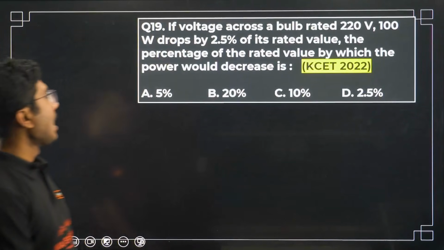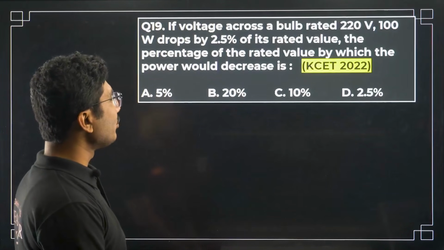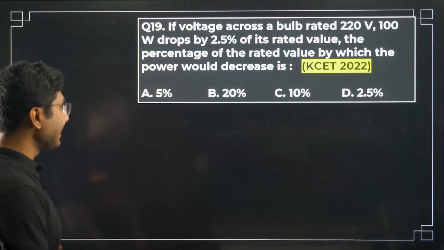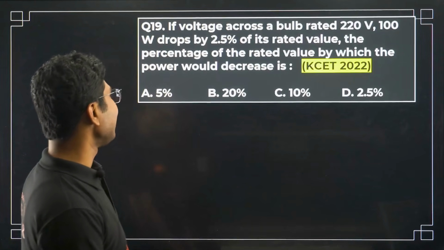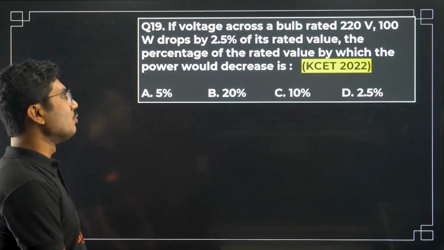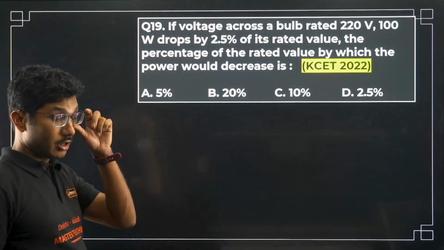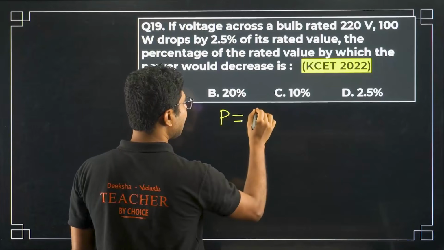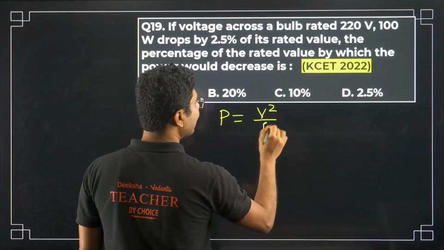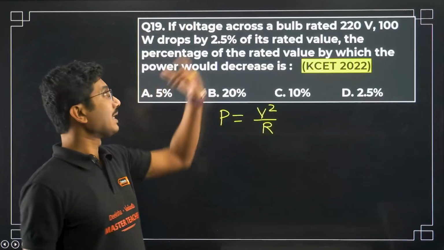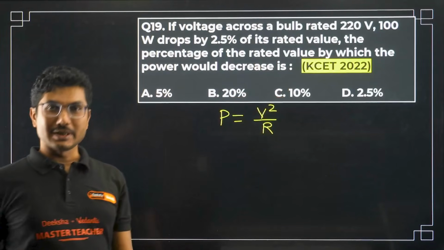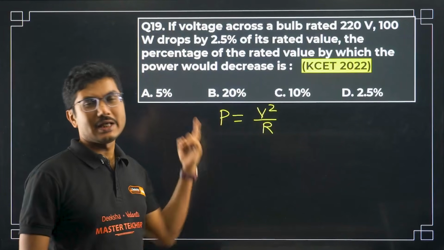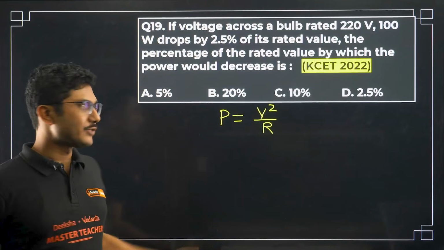Next question. A voltage across a bulb rated 220 volt 100 watt drops by 2.5%. If it is rated value, then the percentage of the rated value by which the power would decrease. Now I solved this question during my lecture. For that you have to understand that power is basically V square by R. Now why are we choosing this equation? Because for a particular bulb the resistance remains constant. So P is directly proportional to V square. That is why we are choosing this relation.